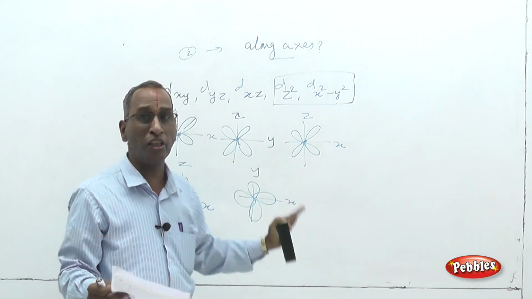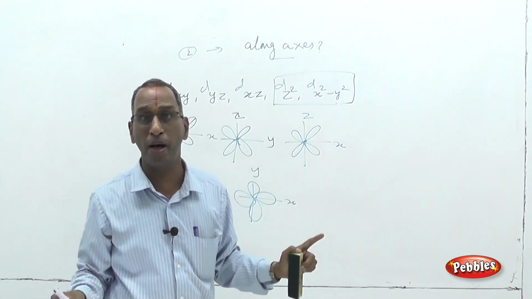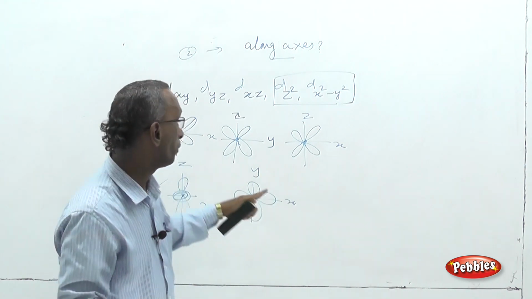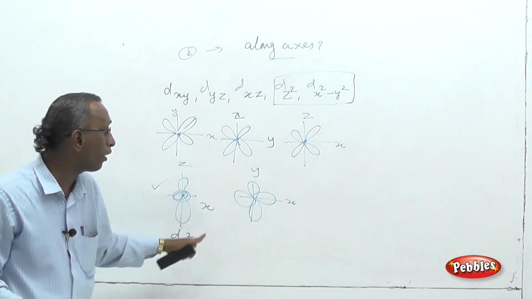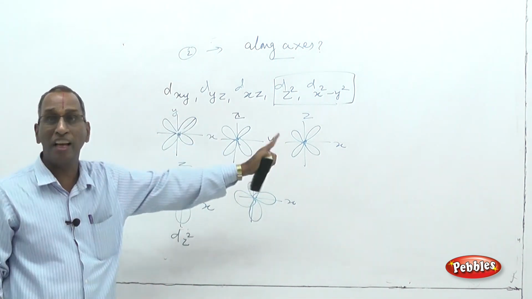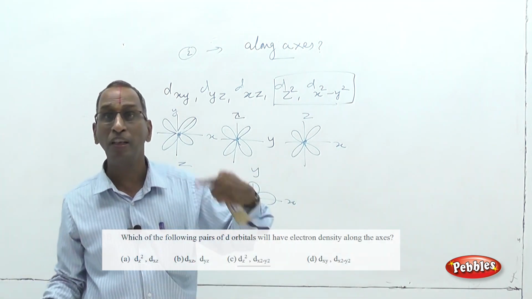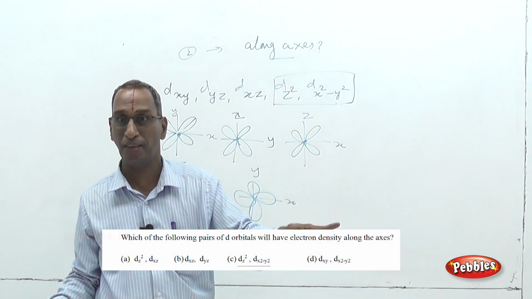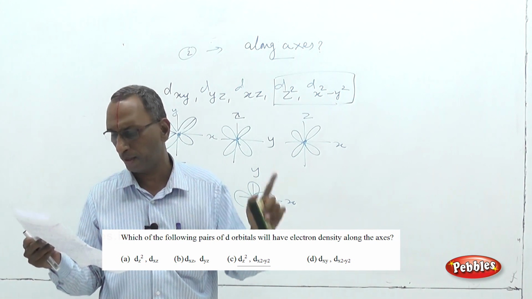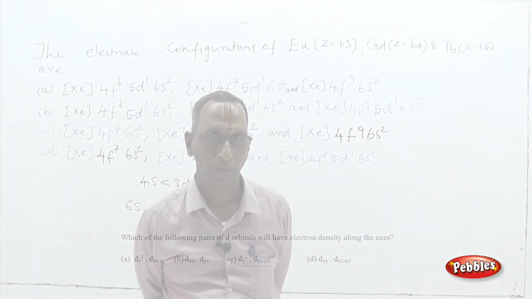So in the positioning of d orbitals, you have to remember that lobes are positioned along the axis only for 2 of them. The other 3 are distributed between the axes, diagonally opposite to the axis. That is to be noted.